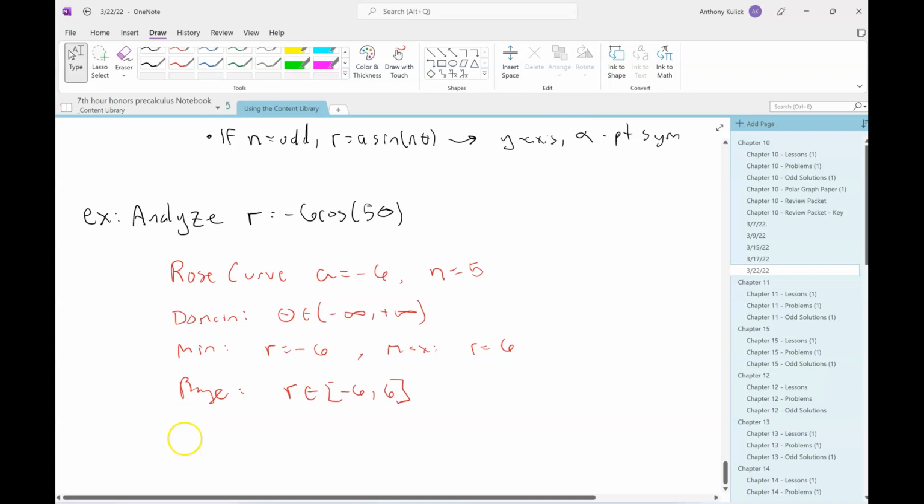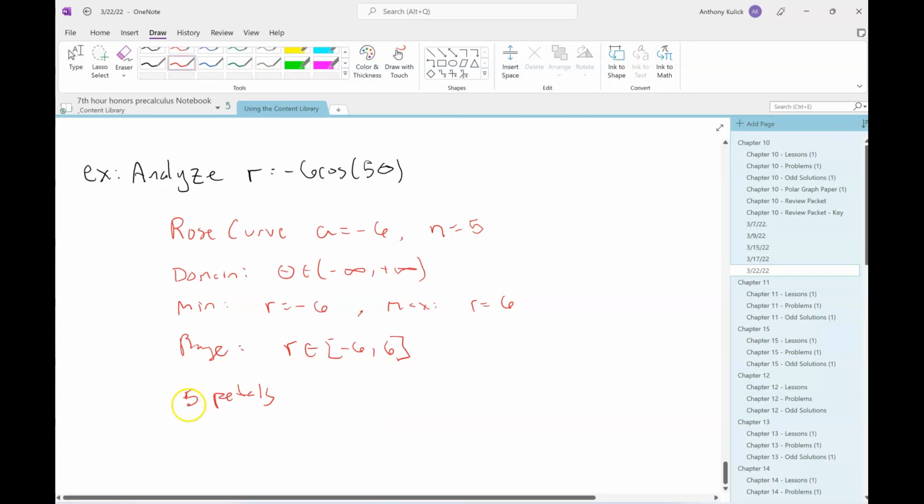Okay. I have 5 petals. And since n is odd, and it's the cosine version, I have x-axis symmetry, and in this case, 360 divided by 5 is 72 degree point symmetry.